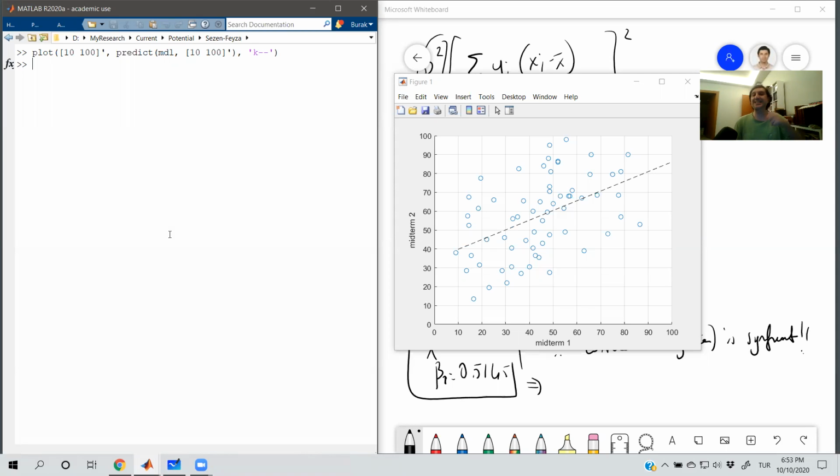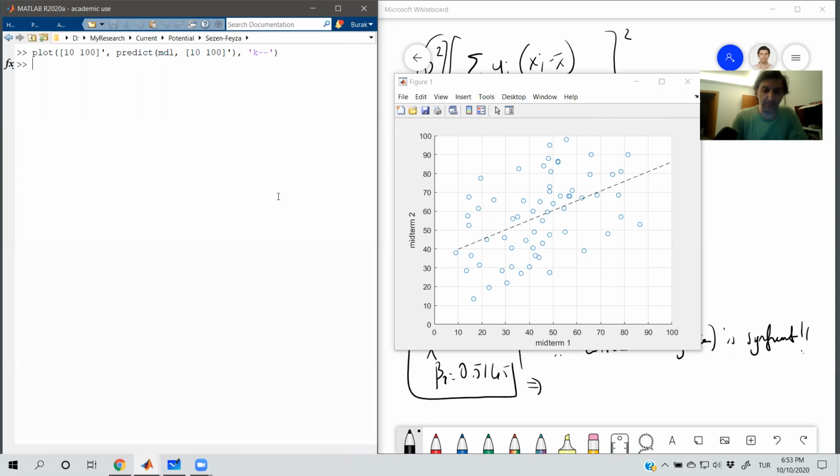So this is the best fitting least squares line, which may be used. For instance, we may say that if a student gets 70 on midterm 1, the expected value for the second midterm is going to be something like, I don't know, 72.